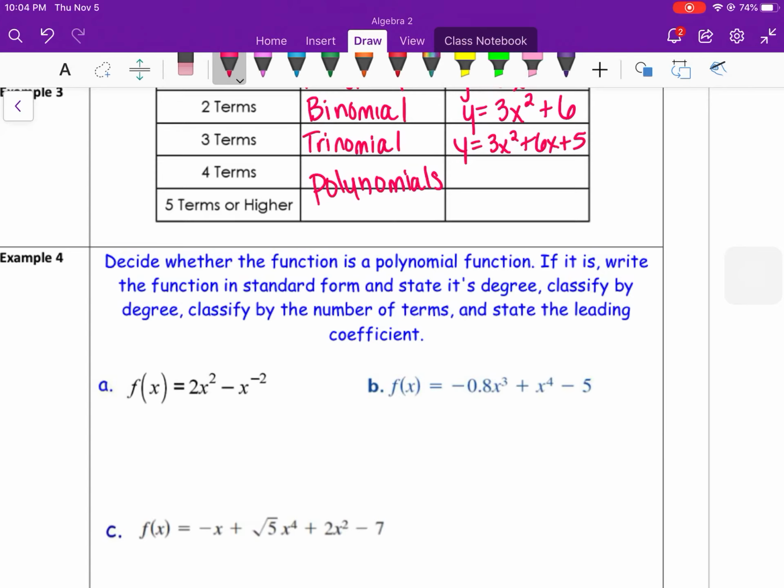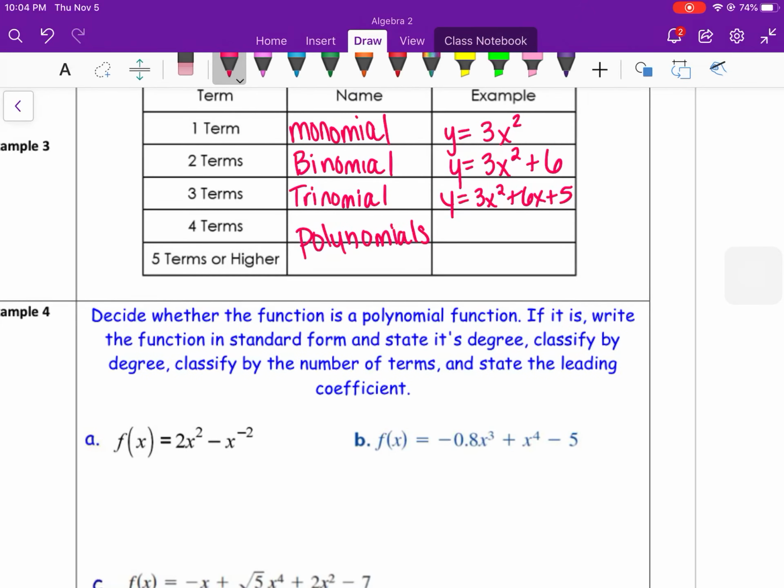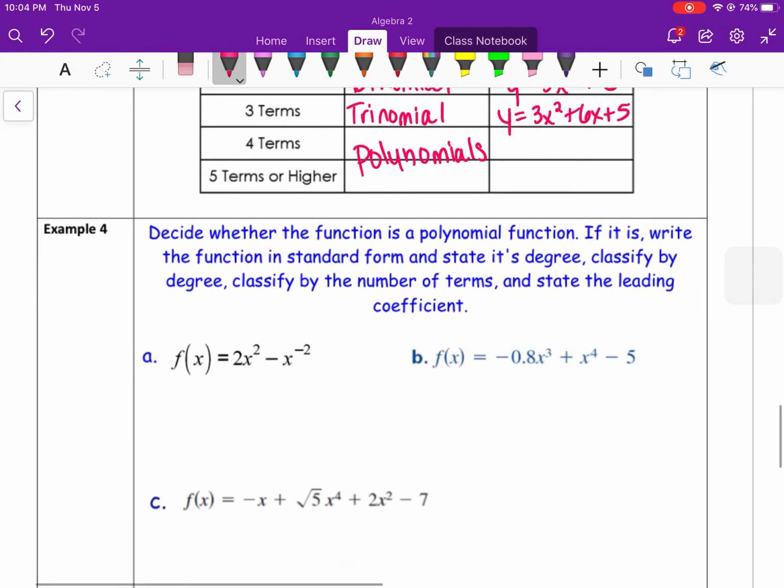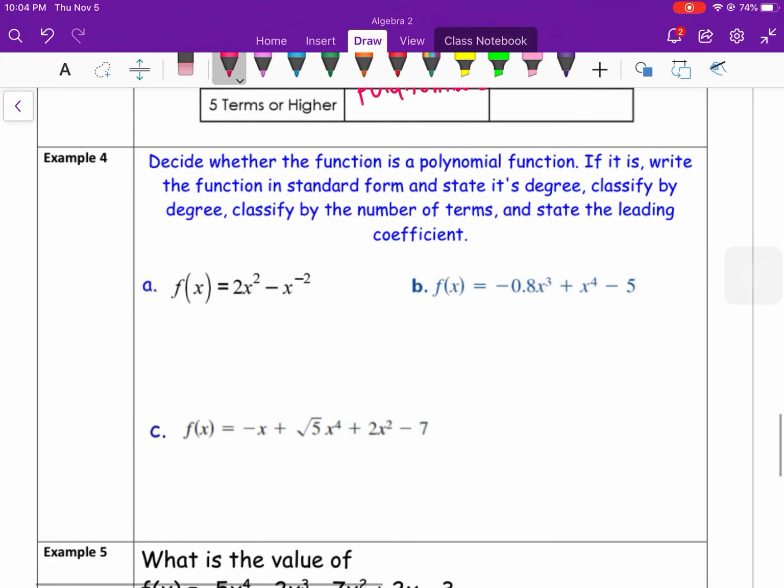So decide whether it's a polynomial and then write it in standard form, which means highest exponent to lowest. State the degree, meaning the highest exponent. Classify by degree, like constant, linear, cubic, quartic, etc. Classify by number of terms, with the names binomial, monomial, or trinomial. And state the leading coefficient.